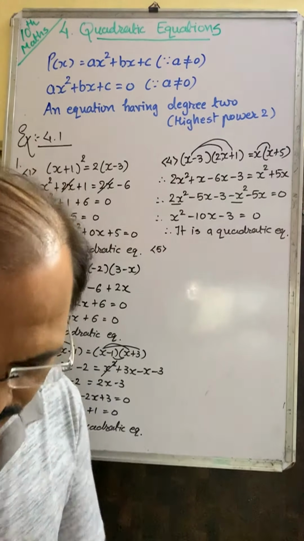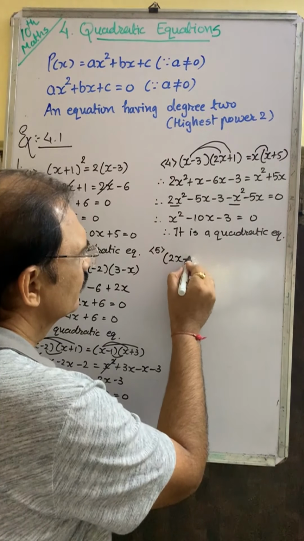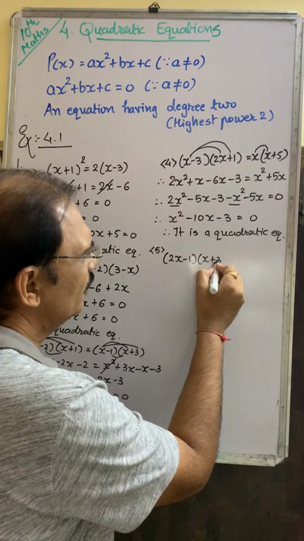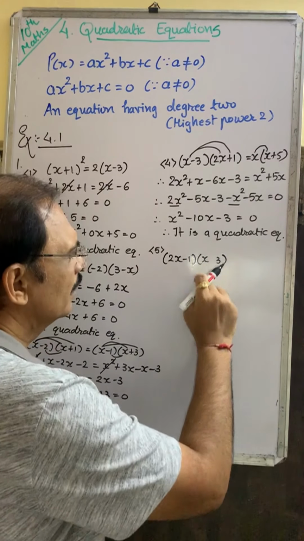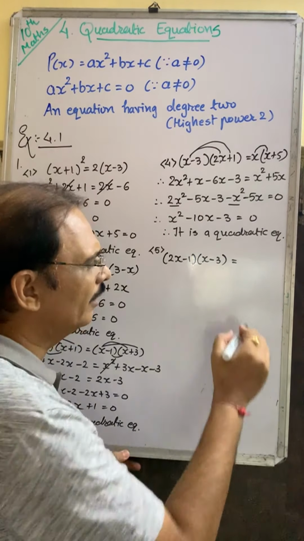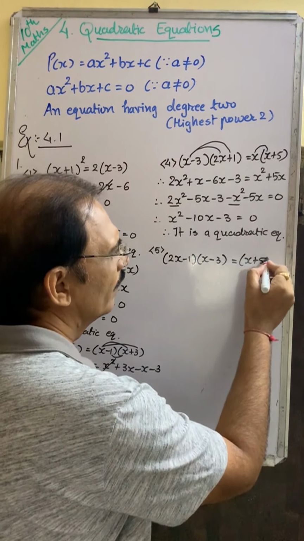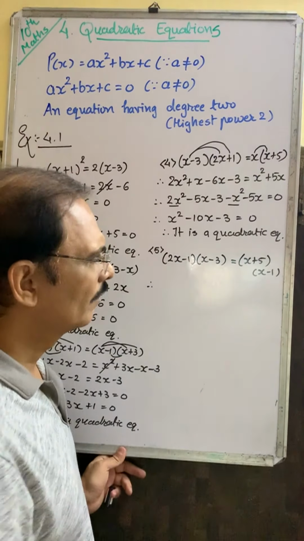Number five: (2x - 1) and (x + 3). Sorry, (x - 3) is there. That is equal to (x + 5) into (x - 1). Open it.